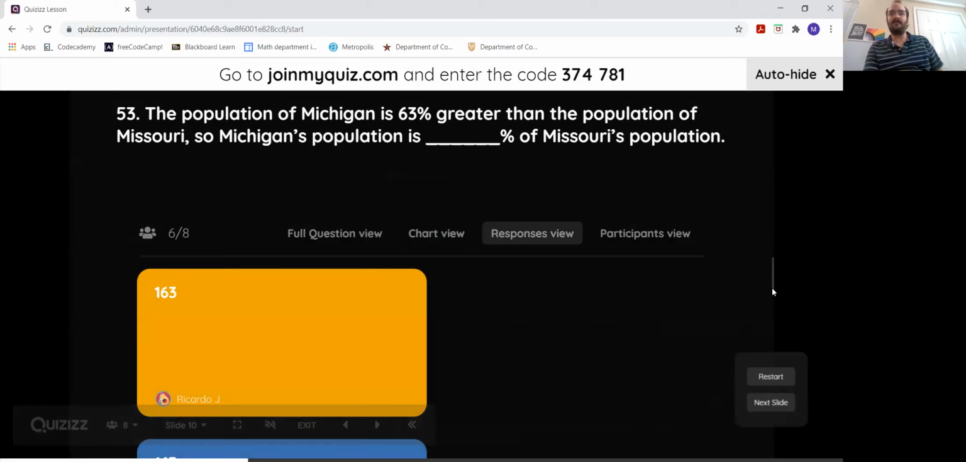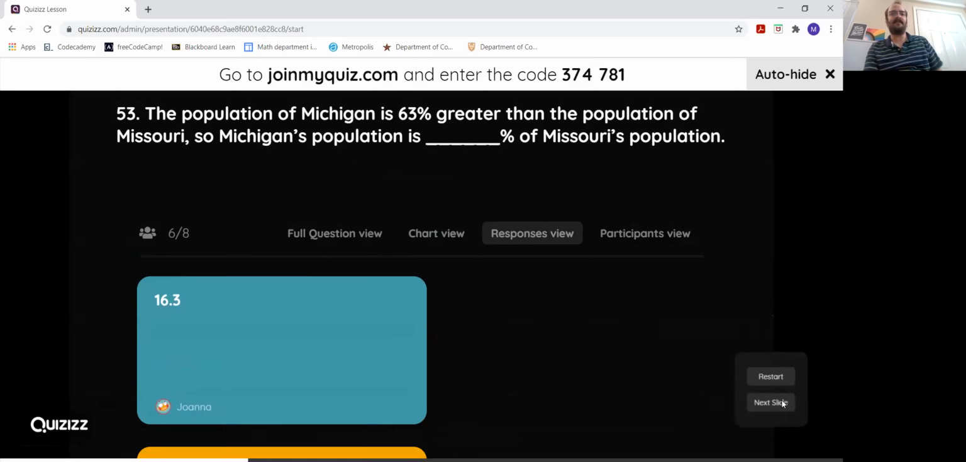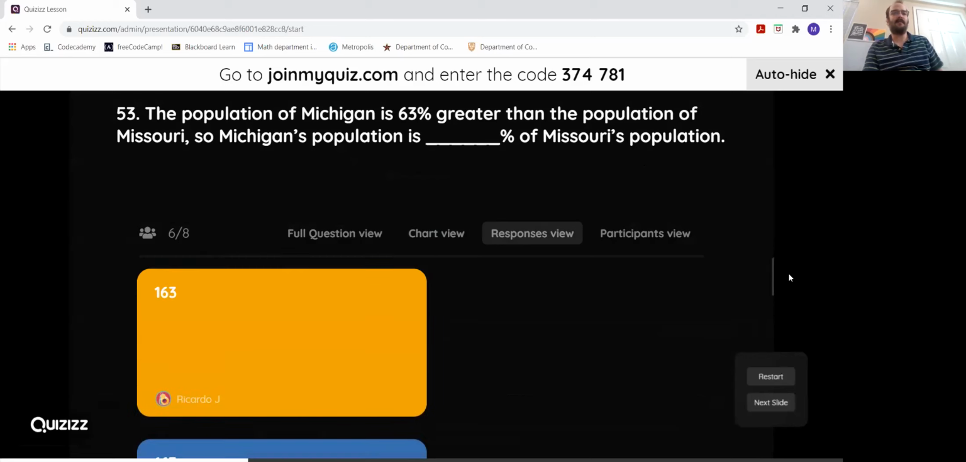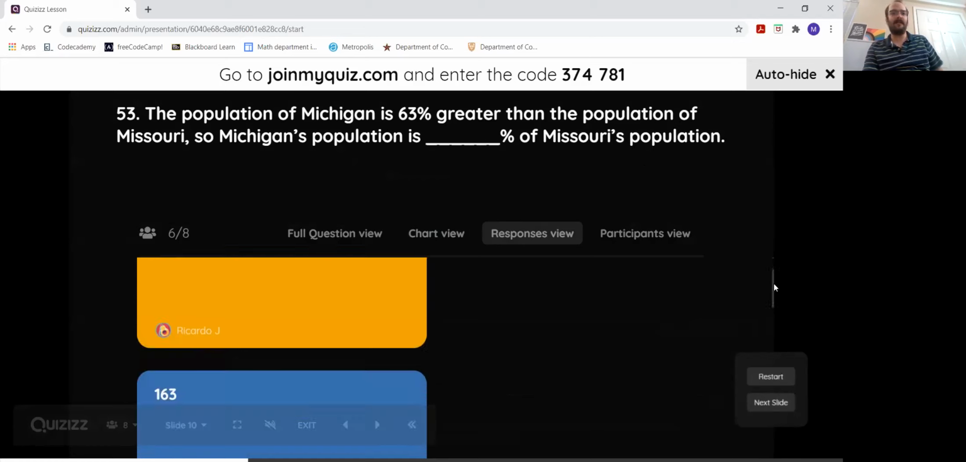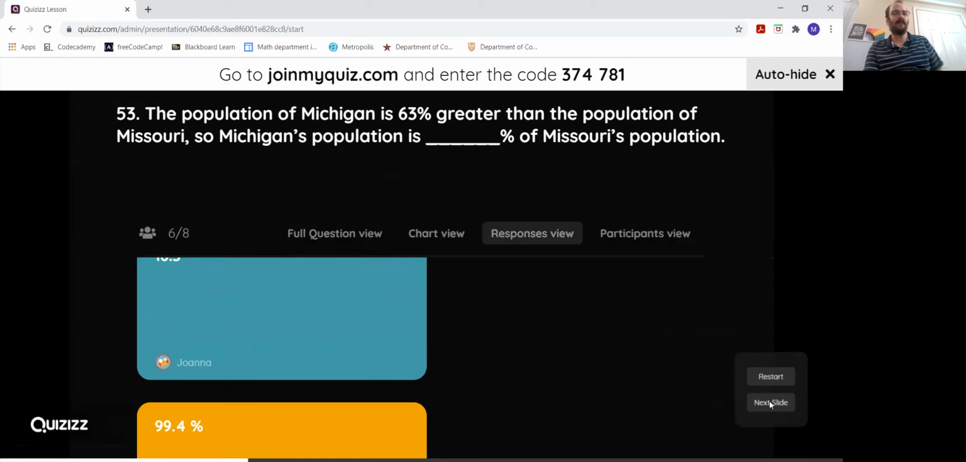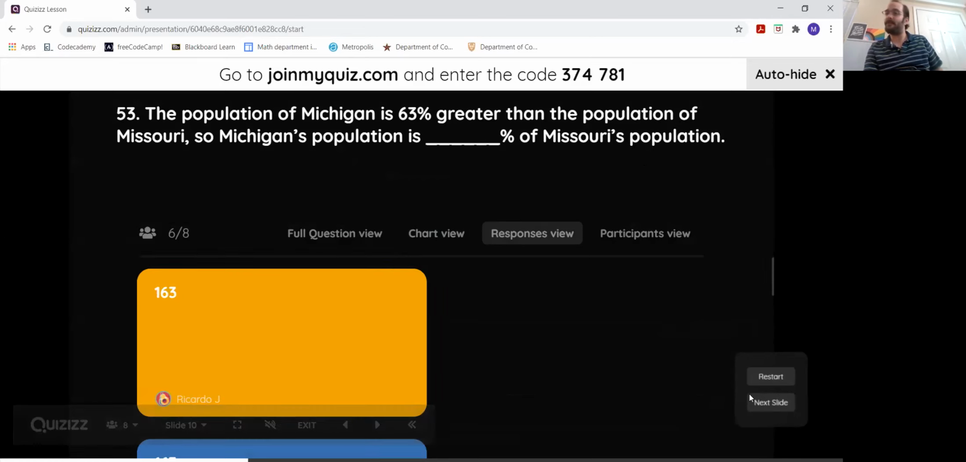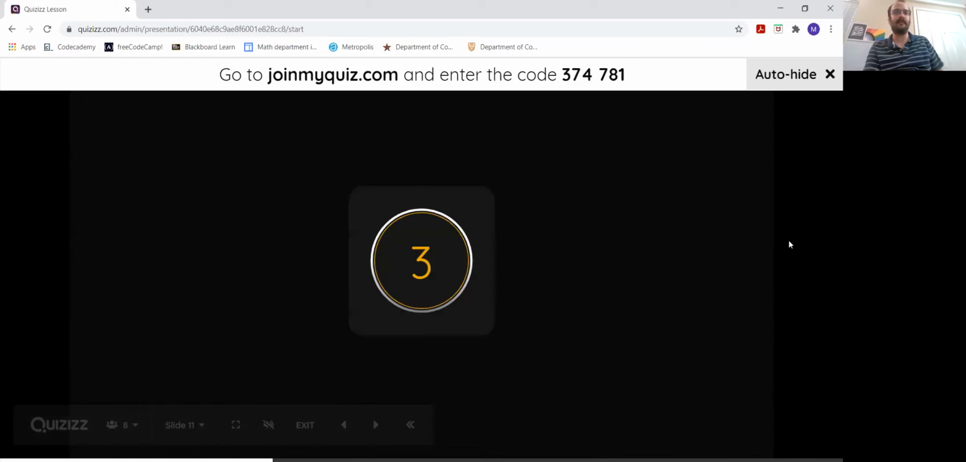It is 100% of the population, and then we're going to add 63 to it. It should be, yeah, 163. That's it. You would want to do 1.63 as the decimal version, but I'm not sure. Let's see where 16.3 is coming from.